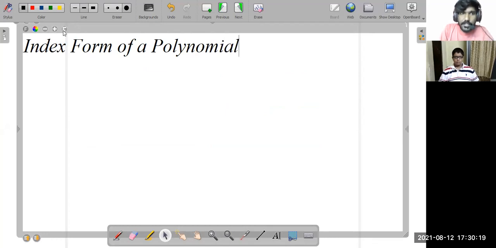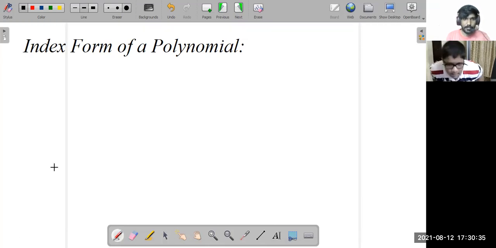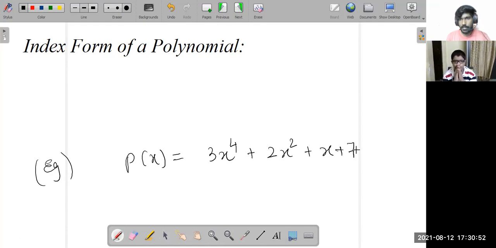Okay. Second is the index form of a polynomial. Now, what is the meaning of index form of a polynomial? In a polynomial, if any power term is missing, understand this with the help of this example. You have the polynomial 3x raised to 4 plus 2x squared plus x plus 7.